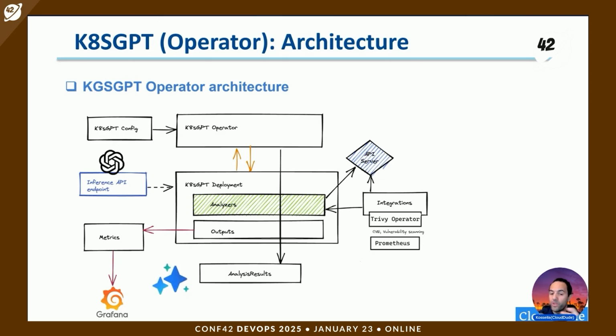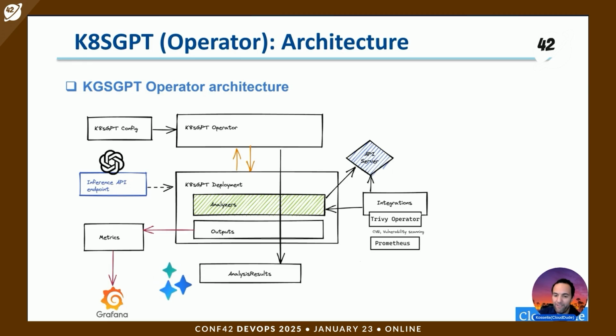Everything is stored within the cluster. So the API key has to be a secret. Right after that, you can install the config object. I also talked about the KSGPT config, right? So this object, which is a KSGPT resource, can be run.